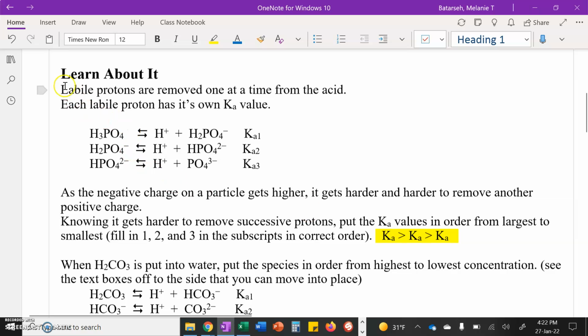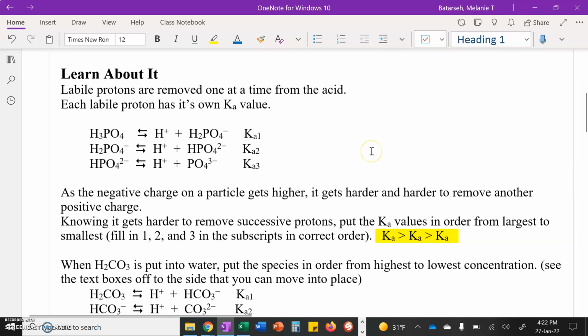When you have polyprotic acids, labile protons are removed one at a time from an acid. So each proton has its own K value. For example, this is phosphoric acid, which is triprotic, H3PO4. There are 3 stages of the acidic hydrogen leaving, and each one has its own K value, Ka1, Ka2, Ka3. So you can look at these to see the progression of the hydrogen being released.